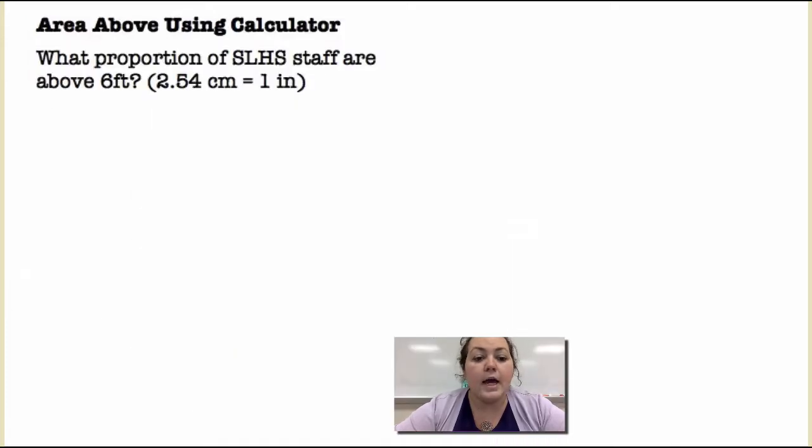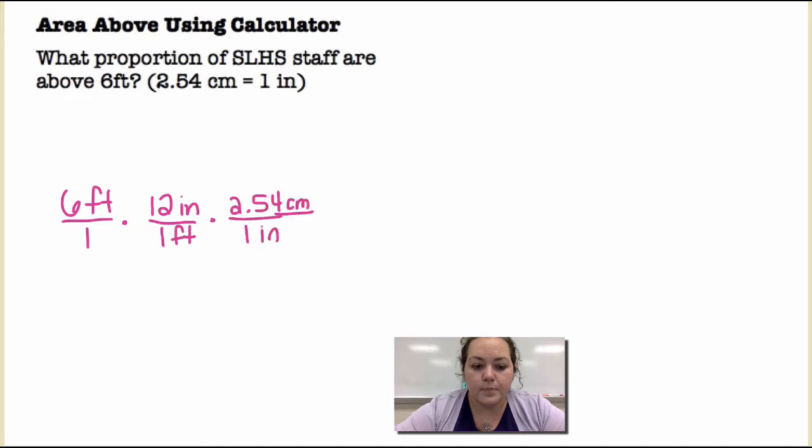That's okay. Area above using a calculator. What proportion of SLHS staff are above 6 foot? So we have to do some conversions. 2.54 centimeters is equal to 1 inch. All right, so we have 6 foot. We're going to change that to inches. There's 12 inches in a foot, and there's 2.54 centimeters in an inch.